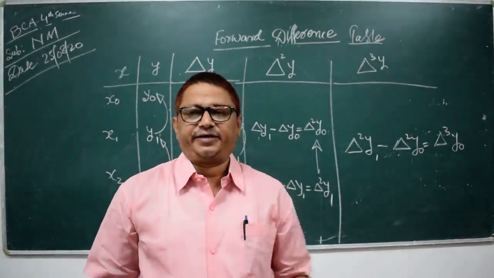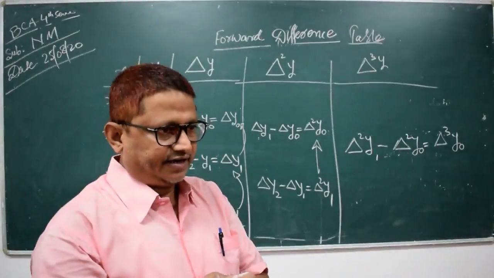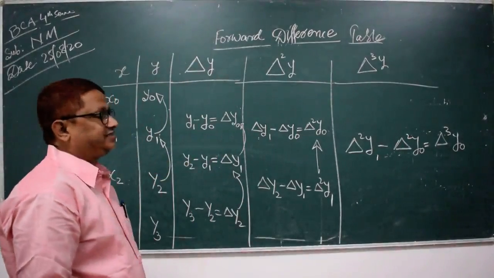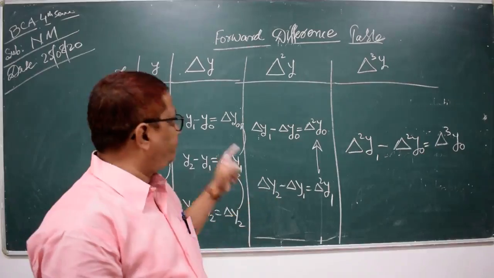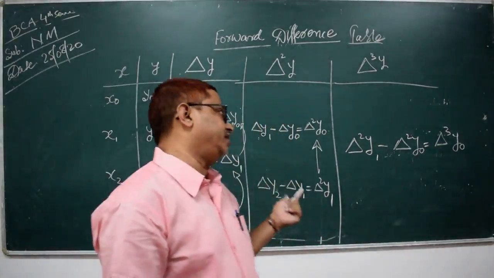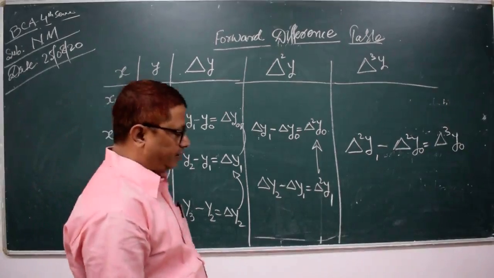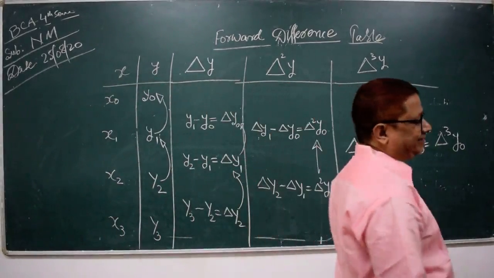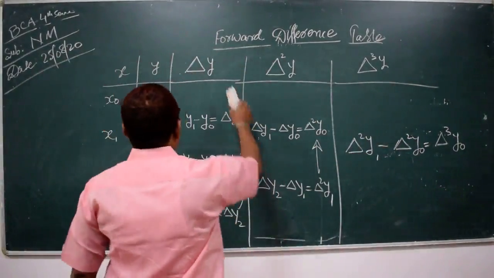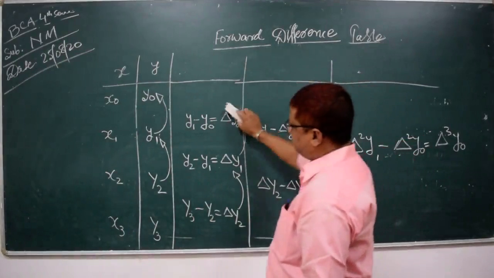Let me repeat this point again. The values of x and y: first count the values of x and y starting with 0, and to the last value, suppose here the last value is 3, it means the forward difference table goes to the third column only, delta cube y. This table is called the forward difference table, and it is represented with the help of the capital delta. Now come to the same table, we are representing it as a backward difference table.